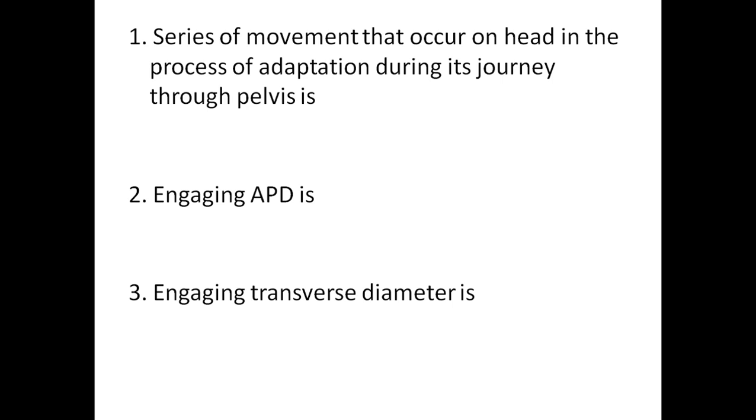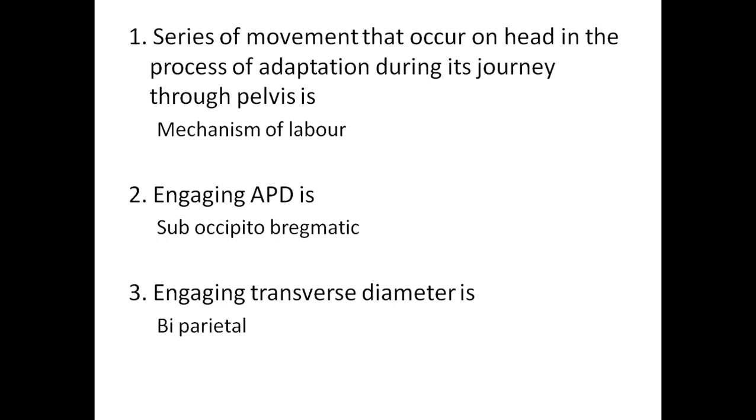The series of movements that occur in the head in the process of adaptation during its journey through the pelvis is called the mechanism of labor. The engaging anteroposterior diameter is suboccipitobregmatic. The engaging transverse diameter is the biparietal diameter.